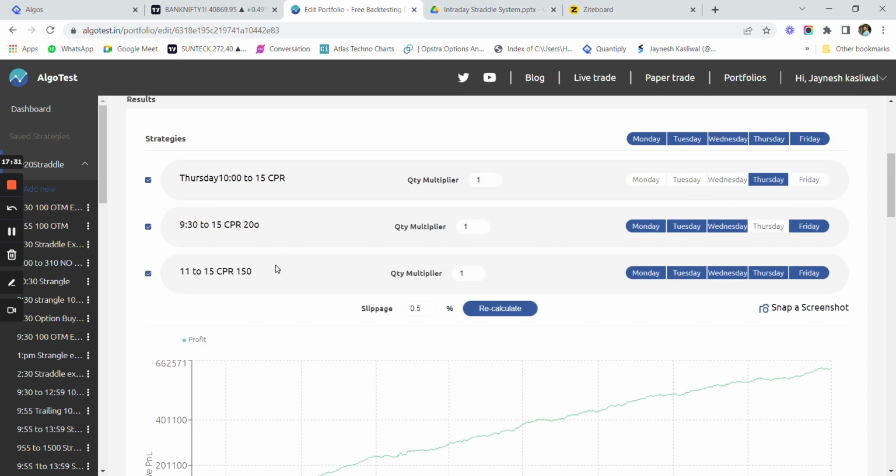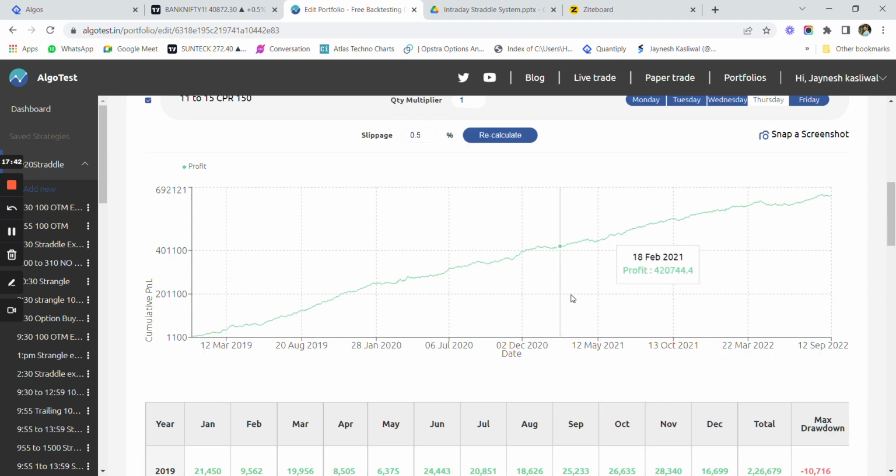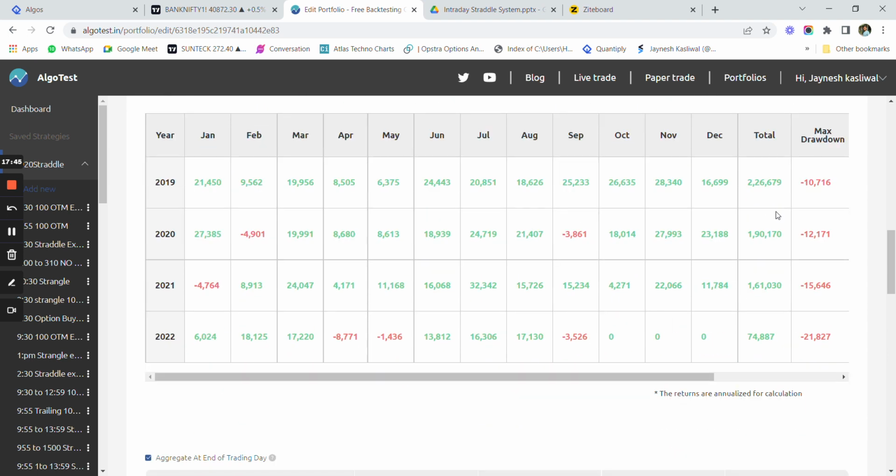So in this case, let's say that you do not want to run this strategy on Thursday, and I want to run two lots of the same 11 to 15:25, that is, the Thursday wala strategy. I want to run it on two lots. So basically now you can clearly see that the difference is there.